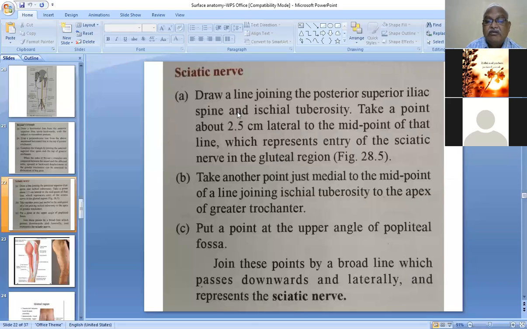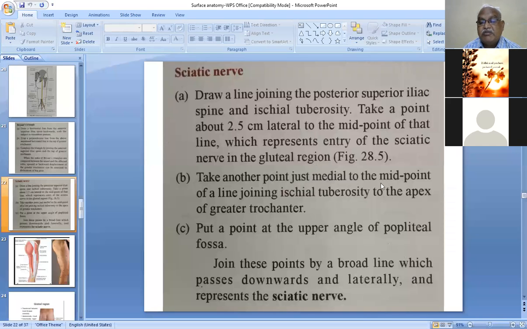Now, sciatic nerve. Draw a line joining the posterior superior iliac spine and ischial tuberosity. Take a point about 2.5 centimeter lateral to the midpoint of that line, which represents entry of the sciatic nerve in the gluteal region. Now, you read this one.